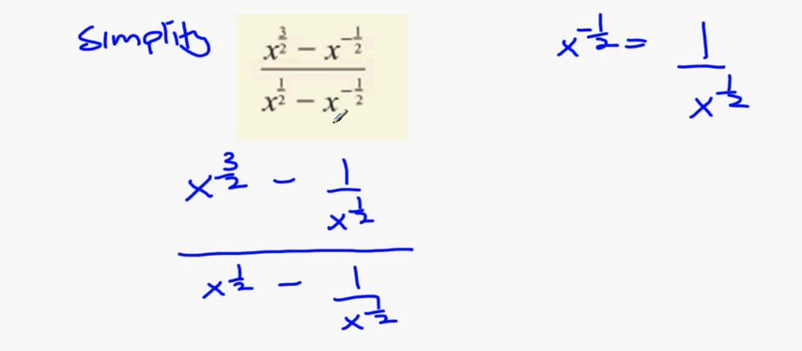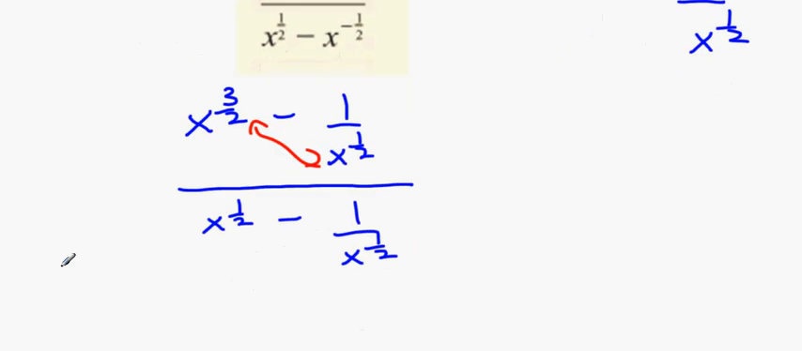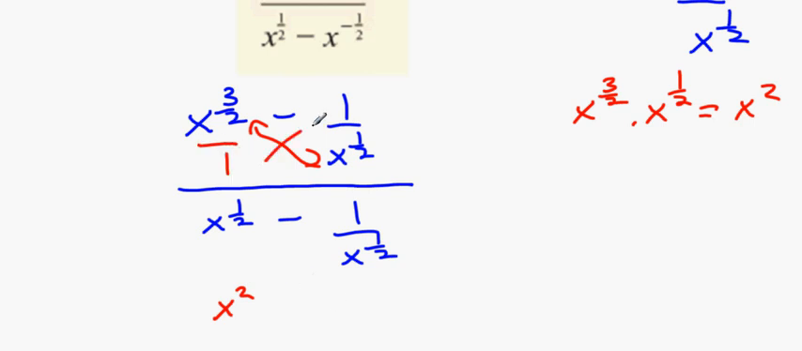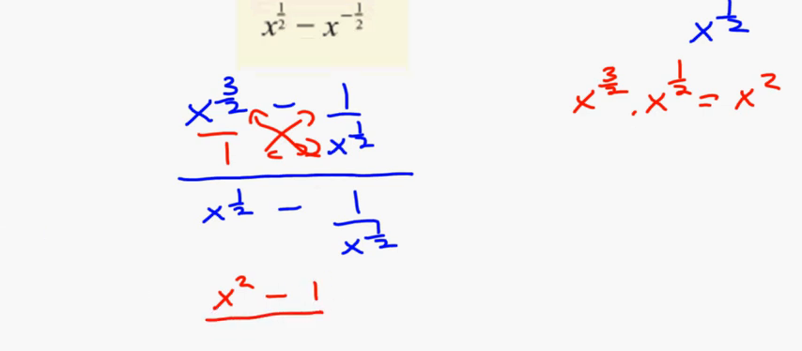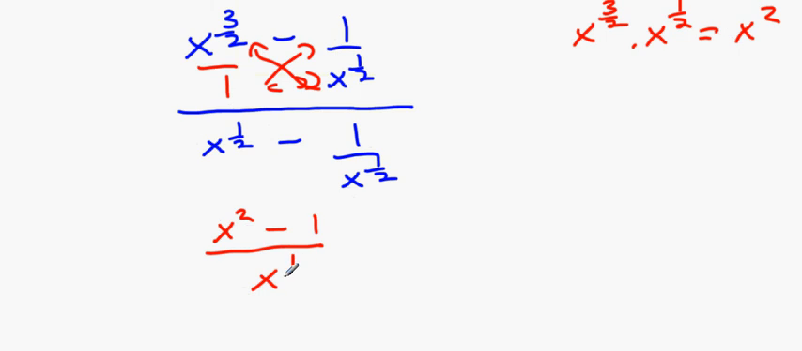So what we do here is we multiply this one by this one. And that's going to be x to the power 3 over 2, x to the power of a half, add them together, and we get x squared. So it's going to be 3 lines, remember 3 lines, 1, 2, and 3. So we're going to get x squared minus 1, all divided by x to the power of a half.